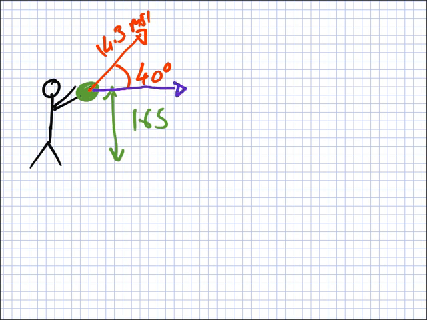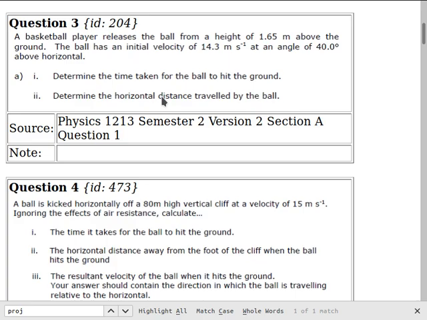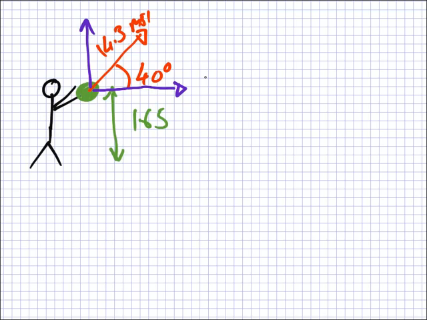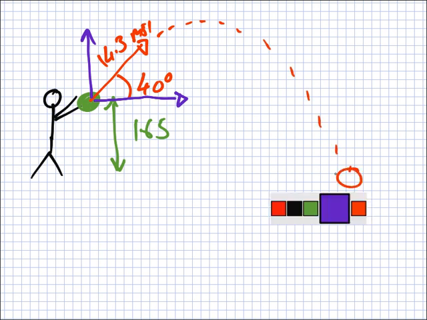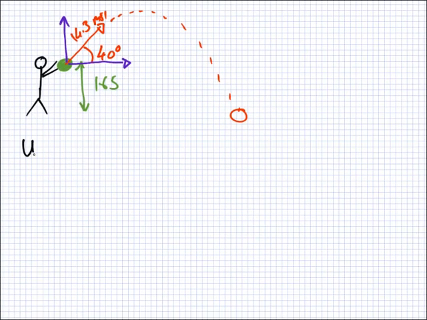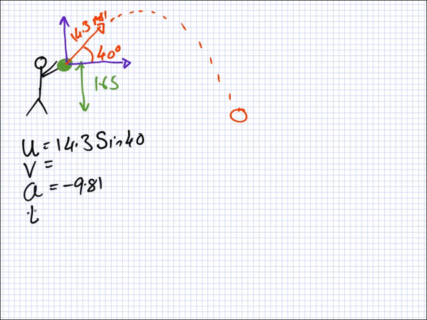This here and this here we can calculate. And it has to find the time taken for the ball to hit the ground. So am I looking horizontally or vertically? Vertically, isn't it? The U will be 14.3 sine 40, won't it? The vertical component. The V, we don't know. The A, yeah. The T is what we want, isn't it? And we do know the S. Minus 1.65.